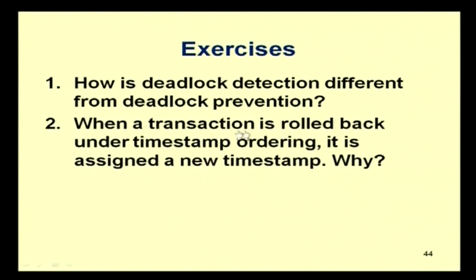When a transaction is rolled back under timestamp ordering, it is assigned a new timestamp. Why is it assigned a new timestamp? It is assigned a new timestamp because now the transaction which was done before is all forgotten, everything is rolled back, and you are starting the transaction newly. So, now the timestamp associated with this transaction is the time at which it starts newly. So, that is why that happens.